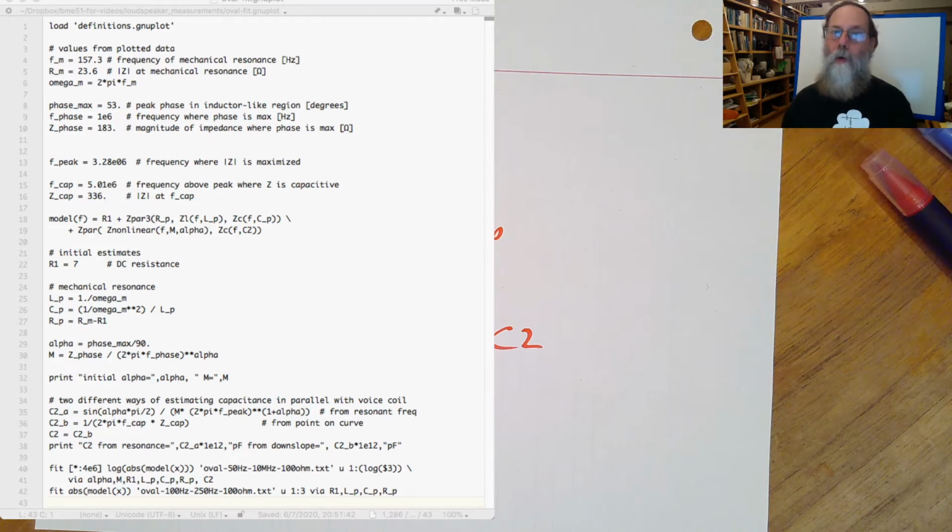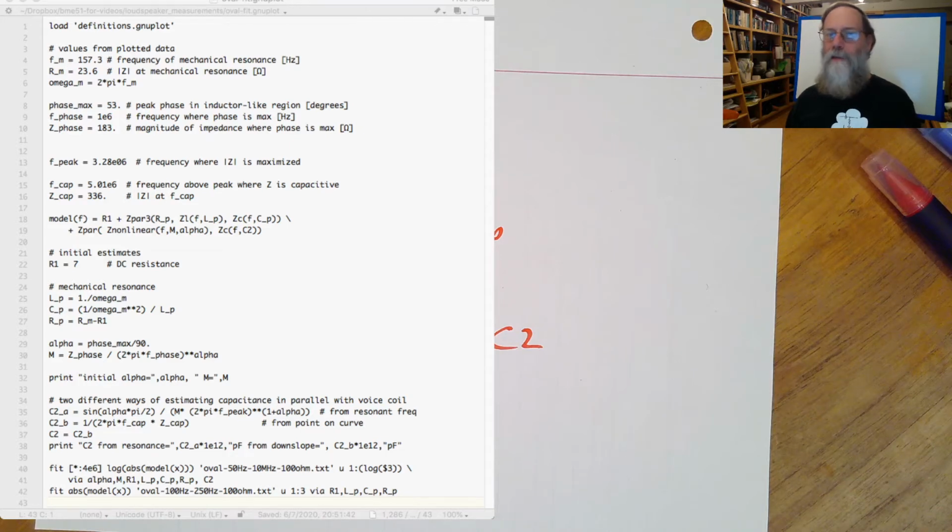For the R1 initial DC resistance, I just looked at where the left end of that curve was roughly and said it's somewhere around 7 ohms. Then there's the mechanical resonance here. For that one, I'm going to use the frequency, because the angular frequency omega m, if you square that, is 1 over L times C. So I'm going to estimate L to be 1 over omega m and C to be 1 over omega m squared divided by LP.